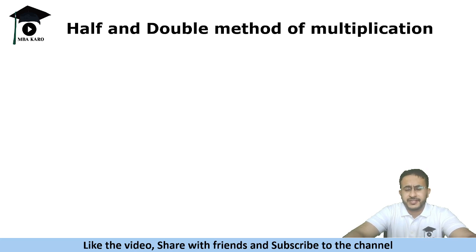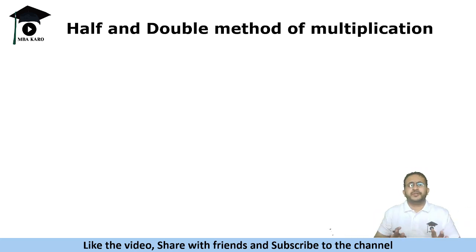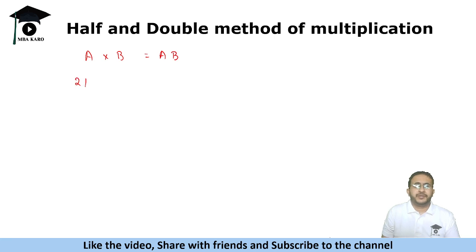So the first technique that we are going to discuss in this video is the half and double method of multiplication. Now let's first understand this concept. Let us say I have two numbers A and B. The product is AB. Now instead of A, if I multiply 2A by half of B, I will still get AB. If instead of this, I took half of A and double of B, still I can get AB.